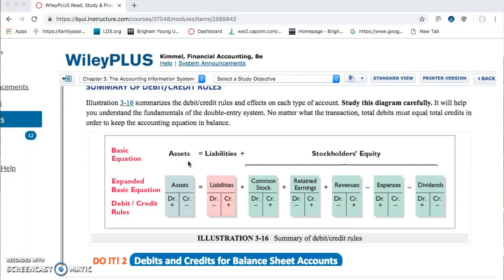So for the specific question of dividends and why it's in a debit column rather than the credit column, it really has everything to do with this retained earnings. So stockholders' equity is going to account for retained earnings, common stock, revenues, expenses, and dividends. Now, on the retained earnings chart, it already accounts for the dividends.